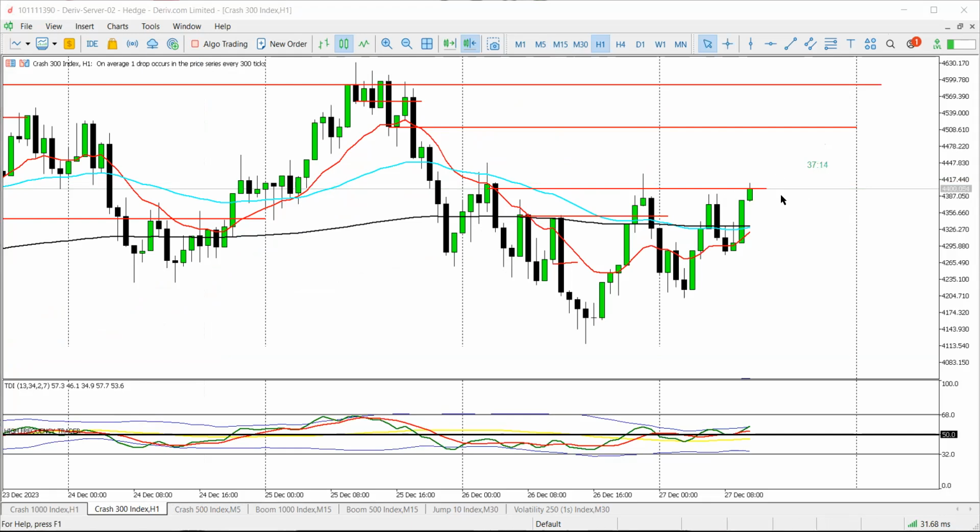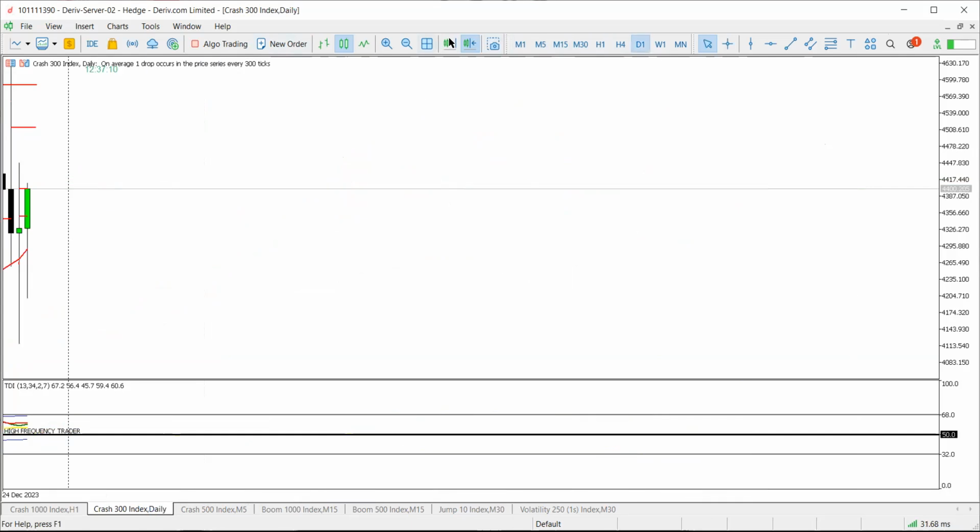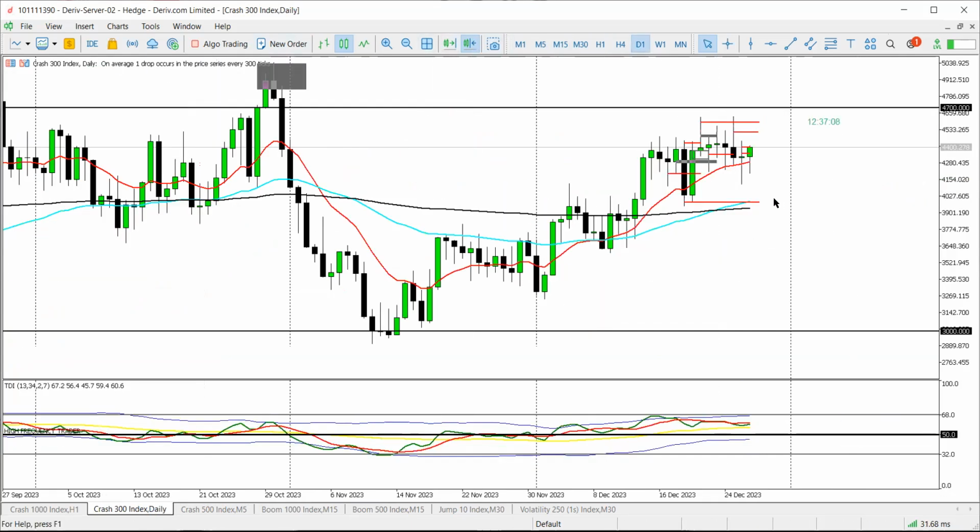C300 equals, okay, let me come with it from the daily. Daily looks like it's rejecting the 13 EMA, right? But there's been a lot of noise lately on C3. I think we'll agree from this day here.